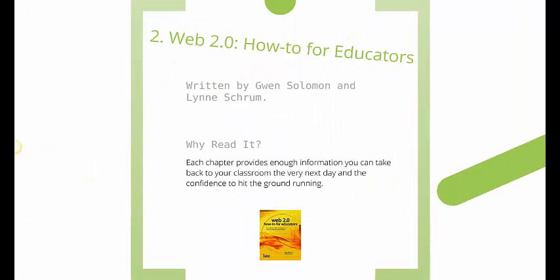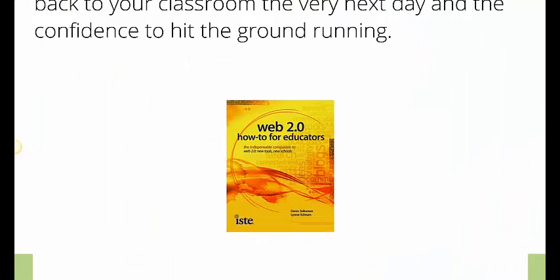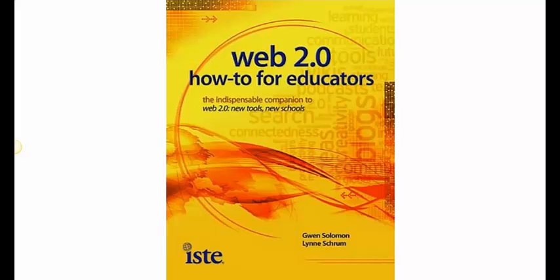Our second book, Web 2.0, How To for Educators by Gwen Solomon and Lynn Shrum, is another great example of a book that you can pick up. You don't need to read from beginning to end. You can start at any chapter and just read that chapter. And beginners, you'll feel like you can hit the ground running, like you've got enough information to get started with some of the basics. And advanced users, you're going to walk away with a new perspective and some new ideas to use if you read this book.